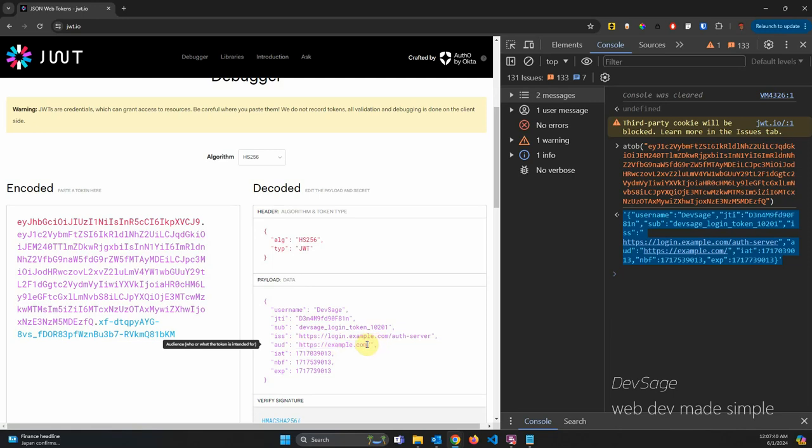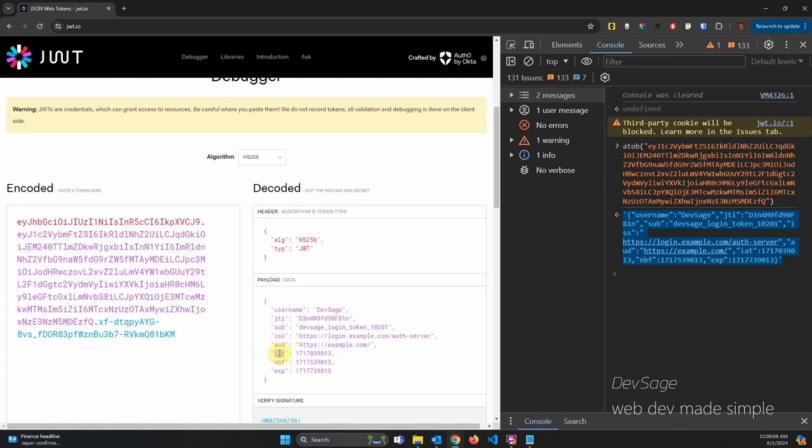If the party that's trying to process this JWT is not in the audience, then that means this token should be rejected. It should not be processed any further. This field is a way to limit who should be able to process this JWT.